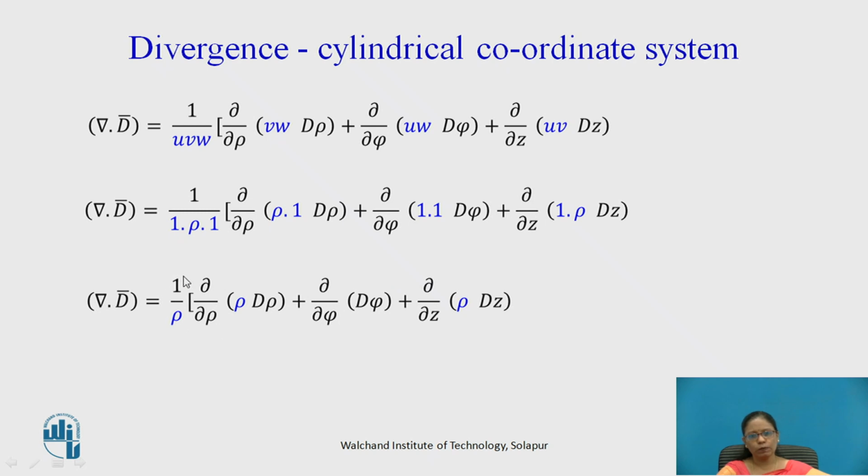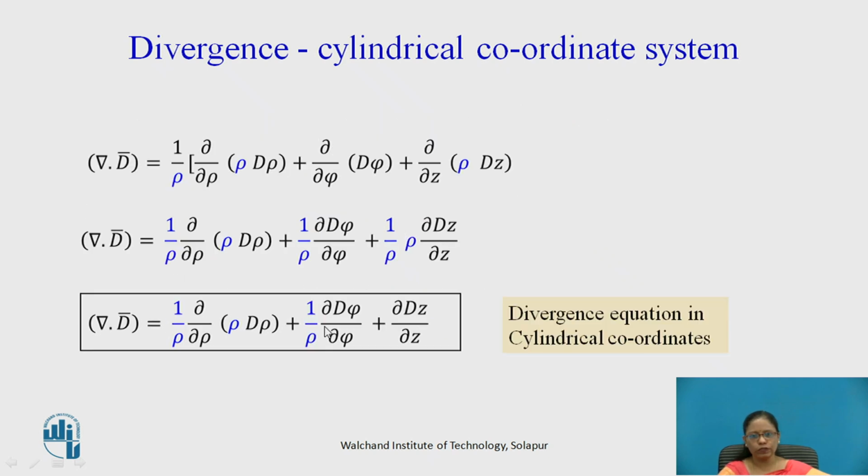So, let us multiply this 1 by rho inside the bracket and simplify further. When I multiply this 1 by rho inside the bracket, this is 1 upon rho, dou by dou rho of (rho D rho), plus 1 upon rho, dou by dou phi of D phi, plus dou by dou z of Dz. Now this rho and this rho cancel out, everything else remains as it is, so I get this equation. This is nothing but the simplified equation of divergence in cylindrical coordinate system. See, this is just the equation of divergence, still I have not substituted my case here. So this is divergence in cylindrical coordinate system.